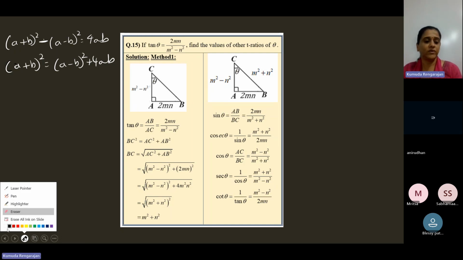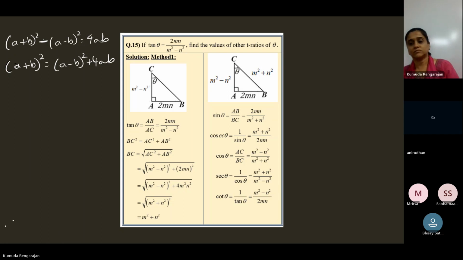So these identities are very important. While using Pythagoras theorem, when the trigonometric ratio value is made up of expressions like what you have here, 2mn by m square minus n square, you will have to use identities to make your work easier.